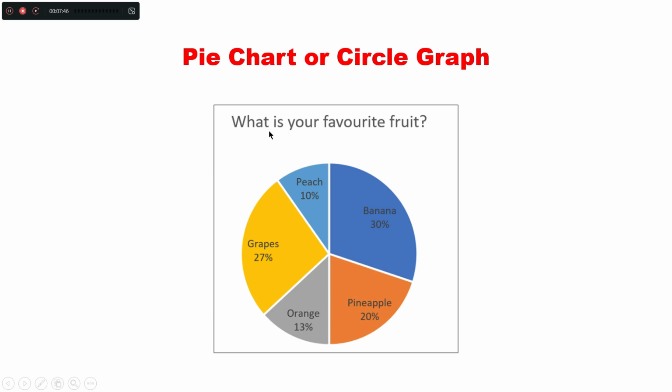For example, here the question is asked, what is your favorite food? The larger amount of people, 30 percentage, have responded that they like banana. So 30 percentage contributes to the larger size, compared to the people who answered 10 percentage that they like a peach fruit. So this is how we can see a circle graph.